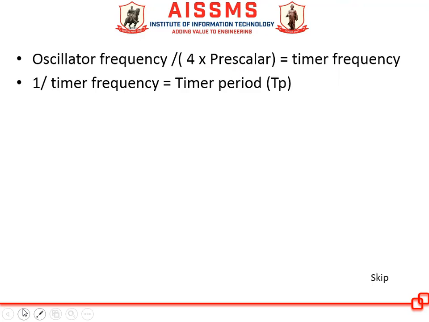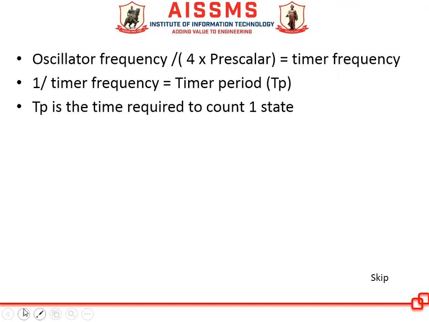Now, what a timer period means is that this is the amount of time required to count one state. So TP is the amount of time required to count one state. If TP corresponds to one state, and suppose you want to find out a delay of, say, x milliseconds, then this amount of time corresponds to how many states? So we have to find out how many states will correspond to the required amount of delay that you are planning to calculate.